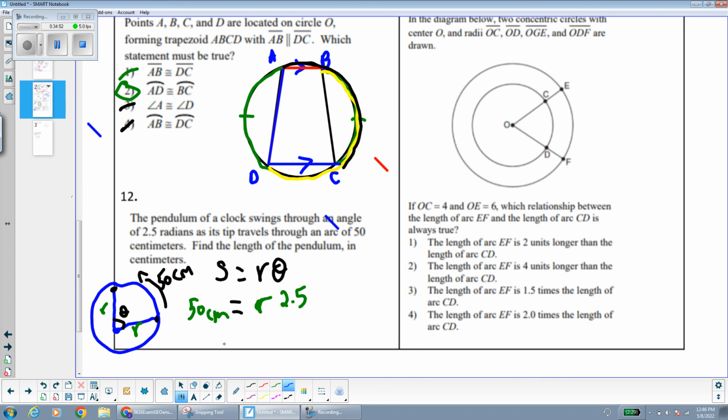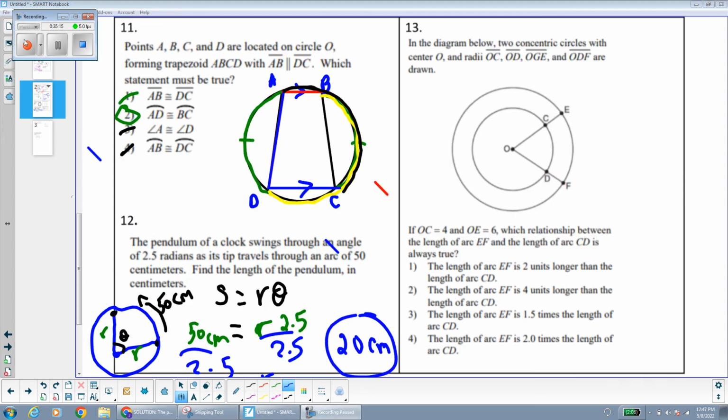So to get the r by itself, all I'm going to do is divide both sides by 2.5, and r is equal to, let me get my calculator. I need 50 divided by 2.5, and I got 20. r is equal to 20. So the length of the pendulum is 20 centimeters.